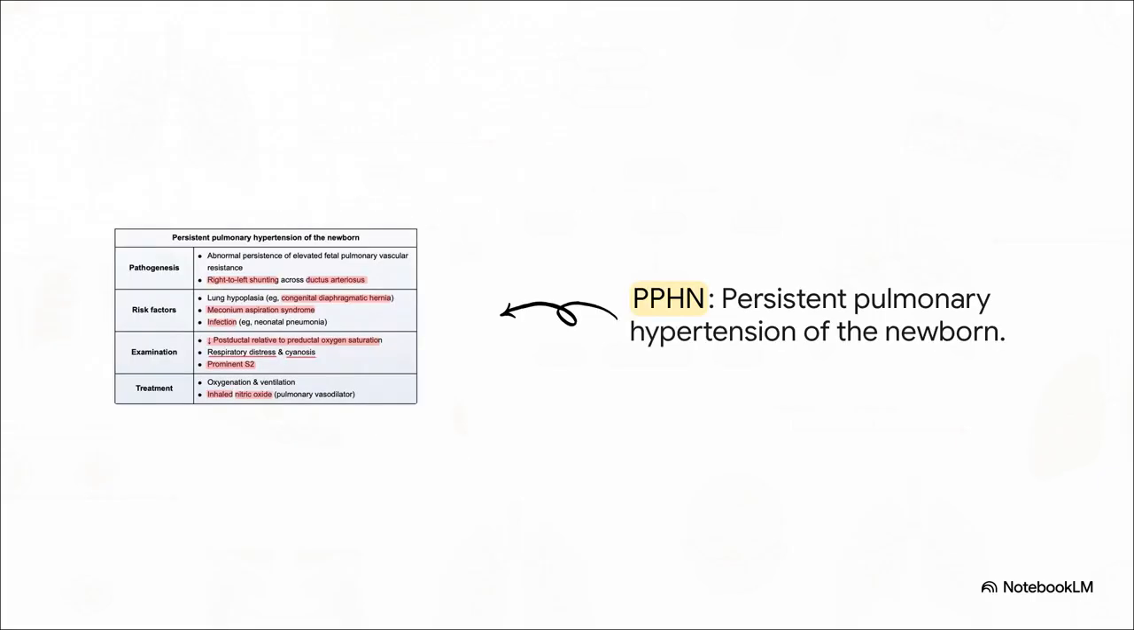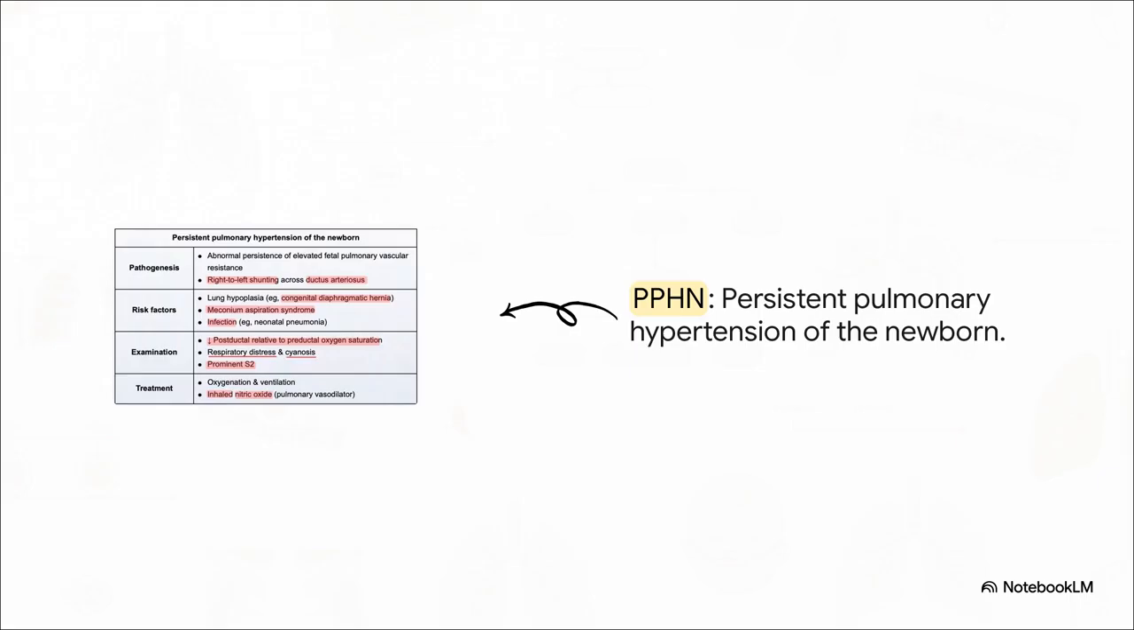A very severe complication of meconium aspiration syndrome or lung hypoplasia conditions like a congenital diaphragmatic hernia is persistent pulmonary hypertension of the newborn. What happens is that elevated fetal pulmonary vascular resistance abnormally persists after birth, creating a right-to-left shunt across the ductus arteriosus.